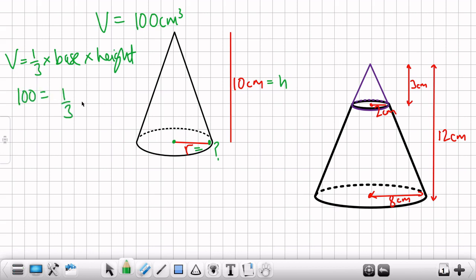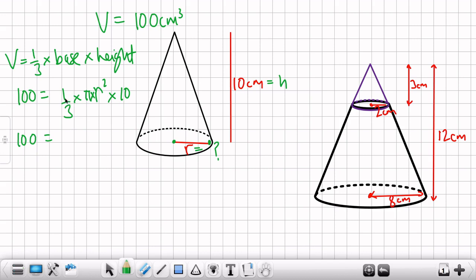1/3 can stay where it is. The base is a circle, so it's pi r squared, where r we need to find out, and the vertical height is already given, it's 10. So the only unknown in this equation is the r. What we can do at this stage is simplify this equation. So we've got 100 here. Right, let's work this out.